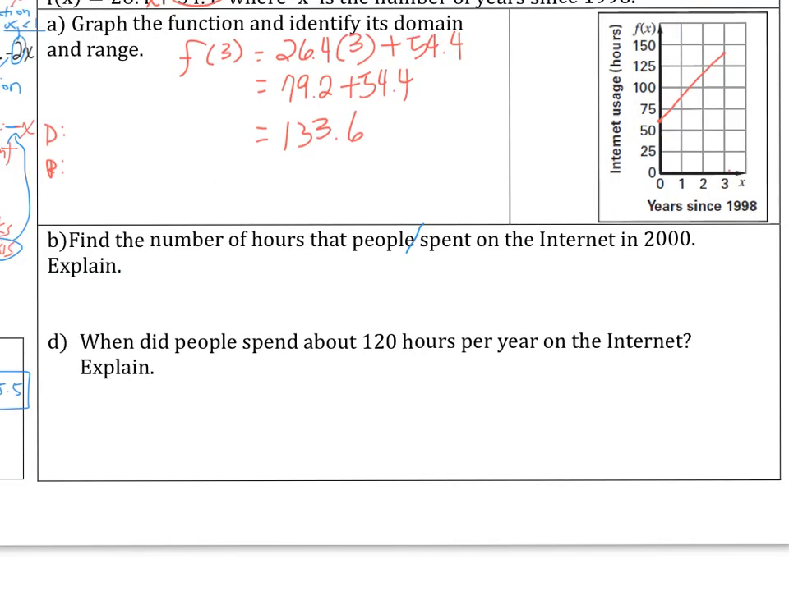Therefore, the domain will be between 0 and 3 inclusive, and the range will be from 54.4, where the y-intercept is, to 133.6. So right here, 3, 133.6, and this will be 0, 54.4.